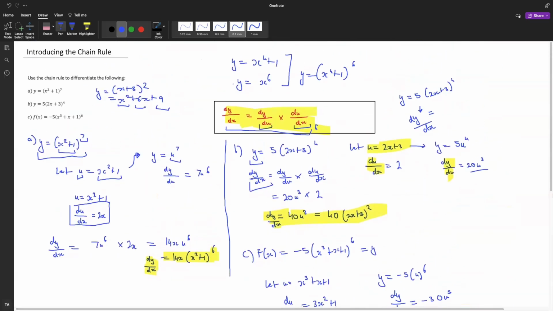And yeah, that's basically an introduction of the chain rule, and how we can go through these more difficult or more complex function derivatives.